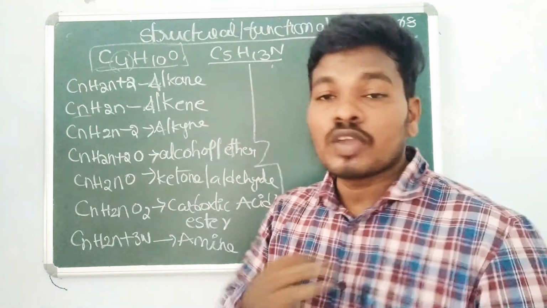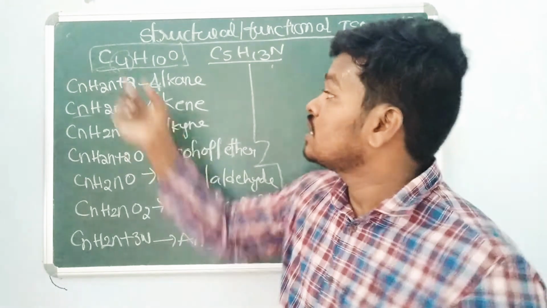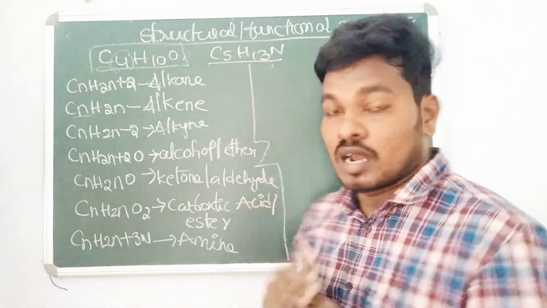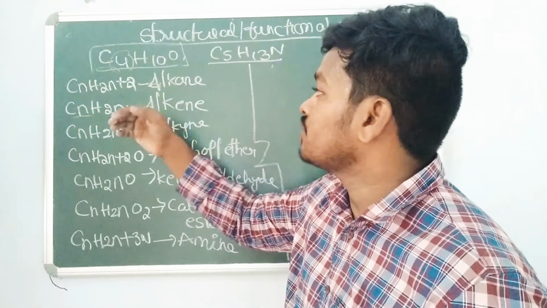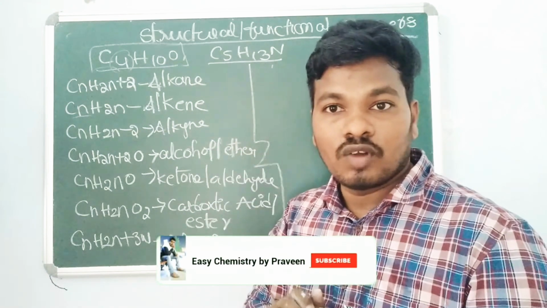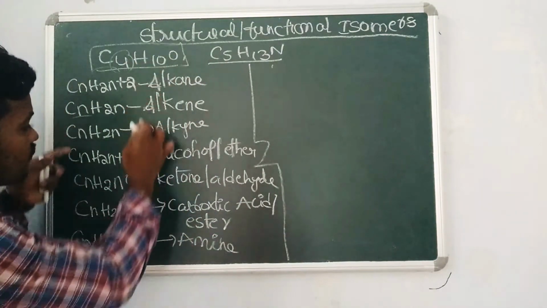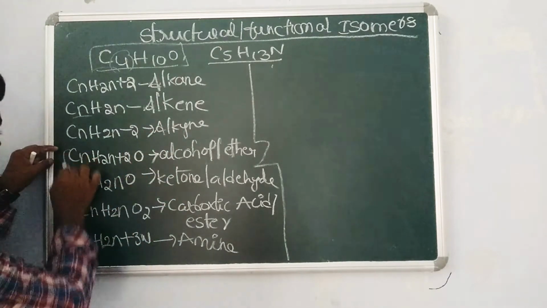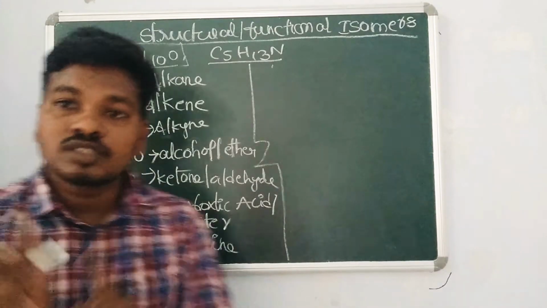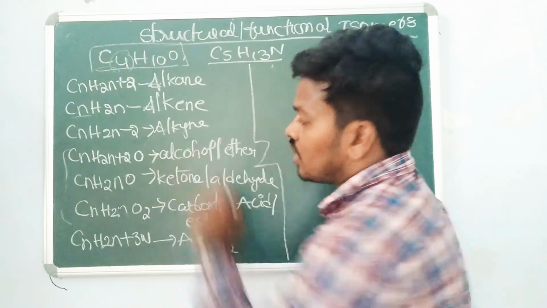So for example, if I want to find out the number of possible structural or functional isomers of C4H10O or C5H13N, how will I do it? First of all, I want to identify what type of functional groups are present in the given molecular formula. In this molecular formula, only one oxygen is there. You have to check where the oxygen is present. For the carboxylic acid case, two oxygens are needed, so that is not ours. Here only one oxygen is possible.